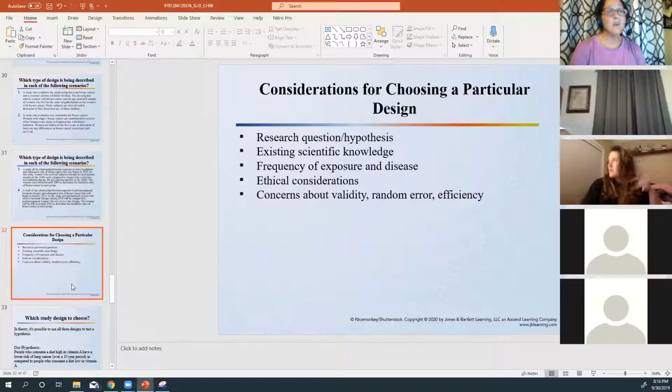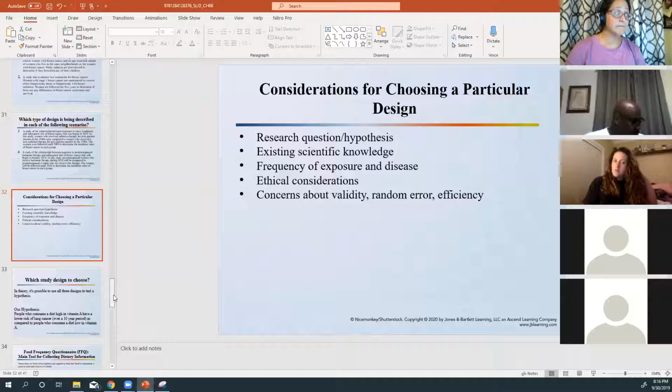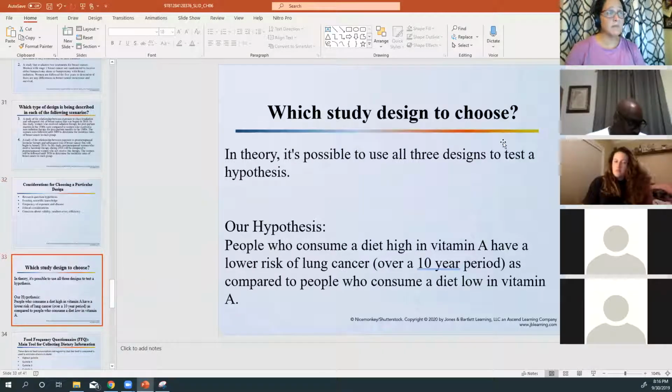And then the other thing we always worry about is, is it going to be a valid study? In other words, is there bias? Did I control for confounding? Have I tried to minimize all sources of error? And when we talk about efficiency, is it using my time and money wisely? So which one am I going to use?